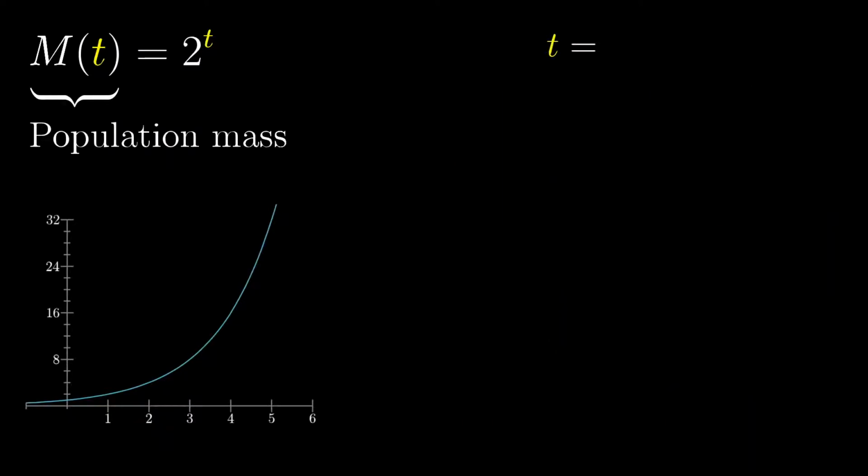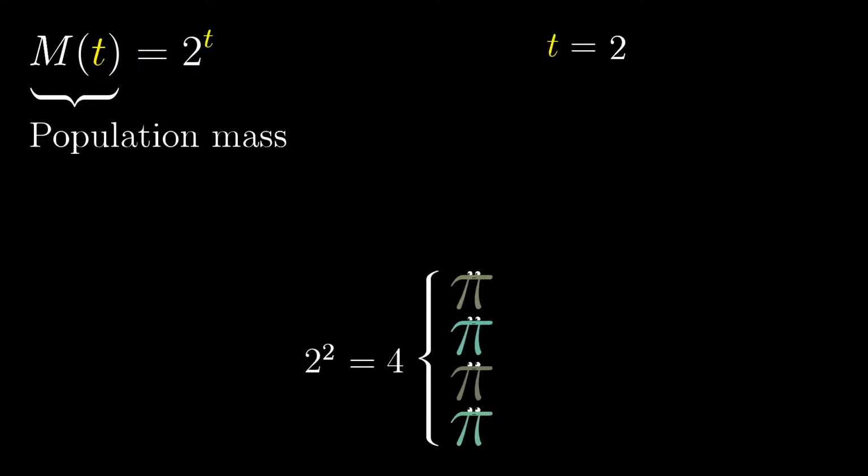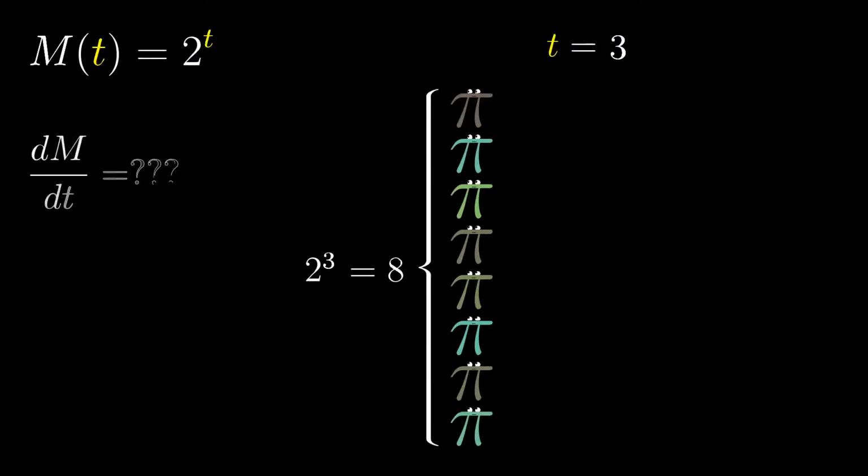So, for example, at time t equals 0, the total mass is 2 to the 0 equals 1 for the mass of one creature. At t equals 1 day, the population has grown to 2 to the 1 equals 2 creature masses. At day t equals 2, it's 2 squared, or 4, and in general, it just keeps doubling every day. For the derivative, we want dm dt, the rate at which this population mass is growing, thought of as a tiny change in the mass divided by a tiny change in time.